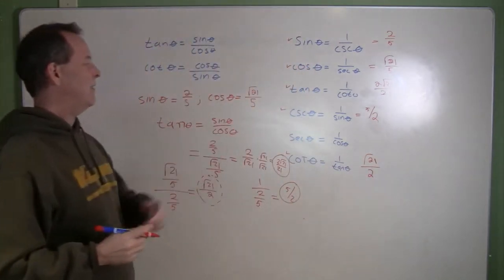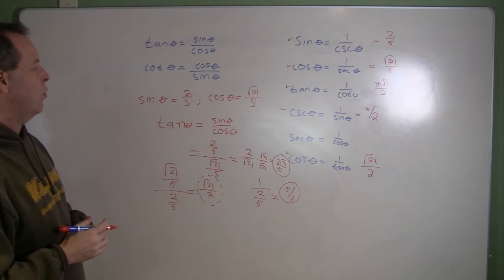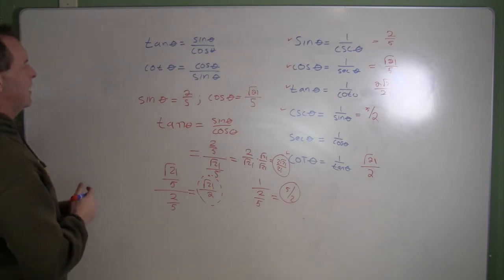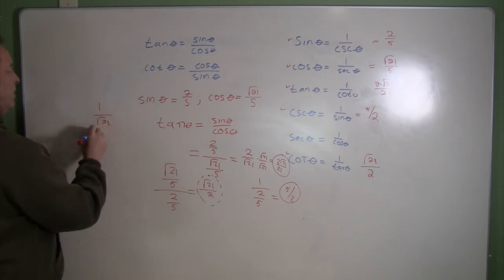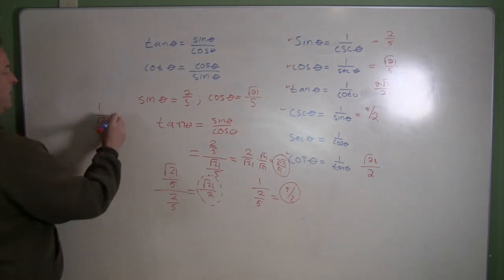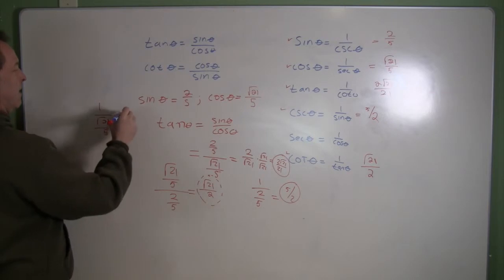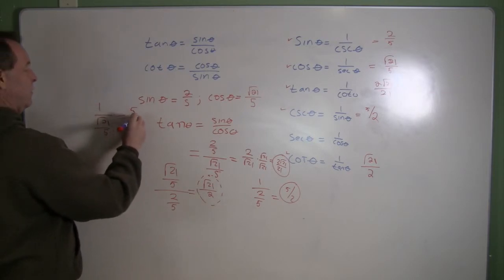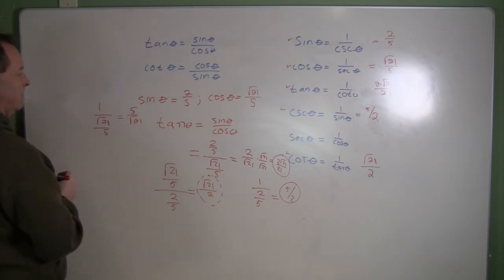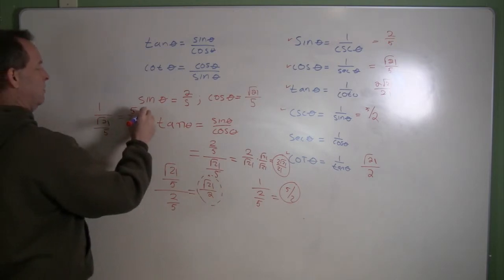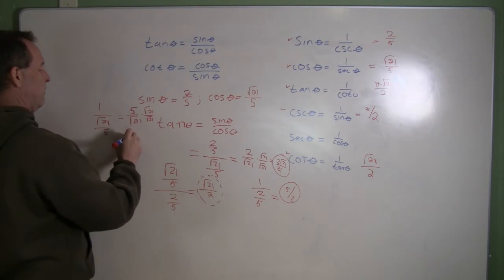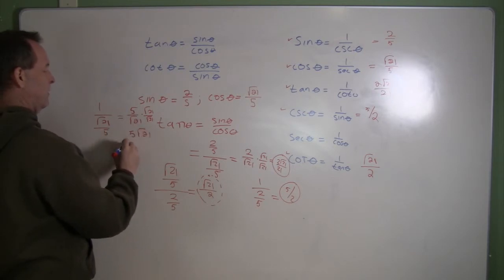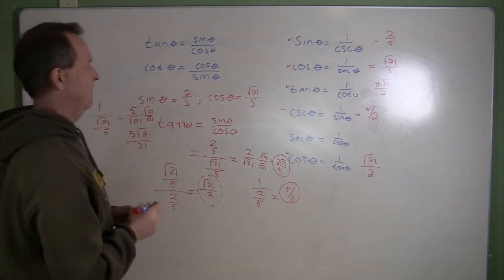And the last one we have is the secant of theta. The secant of theta is 1 over cosine of theta. So 1 over the cosine of theta, which was root 21 over 5. Flip that, and it becomes 5 over root 21. To rationalize that, I need to multiply both the top and bottom by root 21. So then I'm left with 5 root 21 over 21.